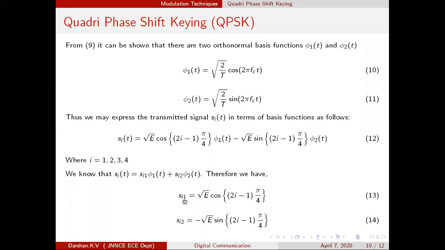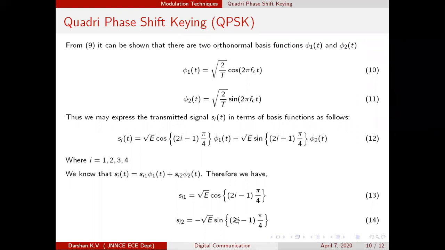Therefore, it has been written Si1 is equal to root E into cos of (2i minus 1) into pi by 4. Si2 is equal to minus root E into sine of (2i minus 1) into pi by 4. Remember, the signal is expressed as a linear combination of basis functions. What are Si1 and Si2? The coefficients of the basis. So that has been written.